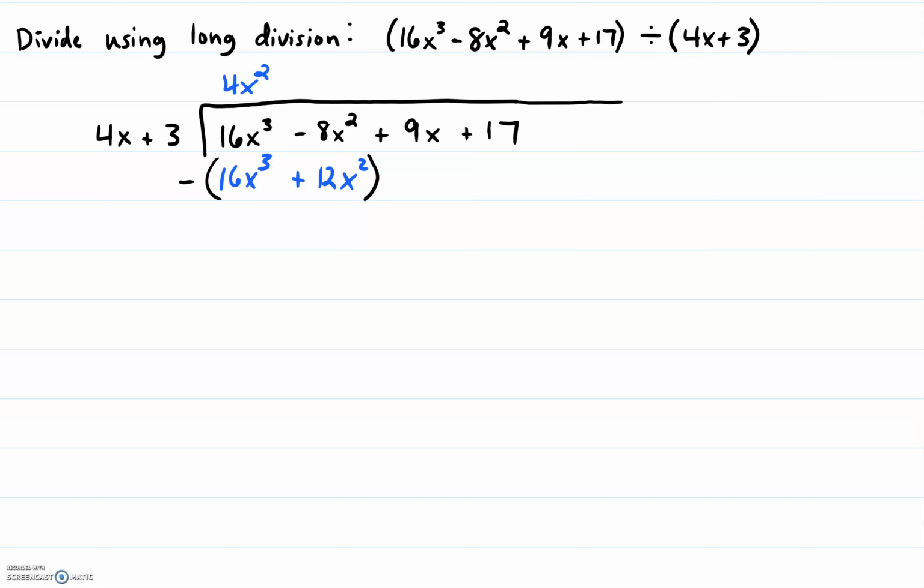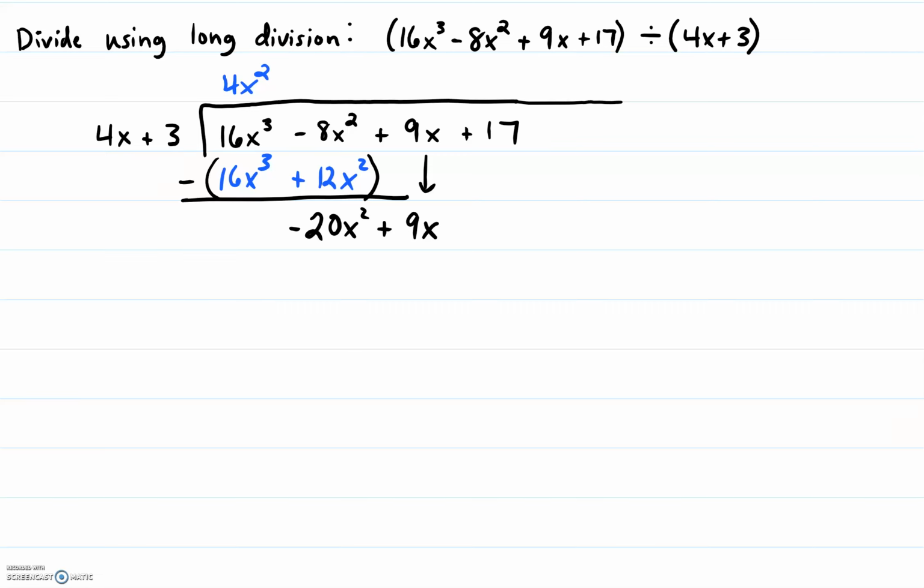And then we do the whole process over again. But since we're talking about a polynomial, we have 2 terms. So that's why you put a parenthesis around it so you're sure to either distribute that negative or to subtract each of the terms. So then we can subtract. 16x^3 minus 16x^3, of course, is 0. Negative 8x^2 minus 12x^2 is going to give us minus 20x^2. So that's where you have to keep in mind that negative out in front. So now what you want to do is bring down the next term, the plus 9x, and then we start the whole process over again.